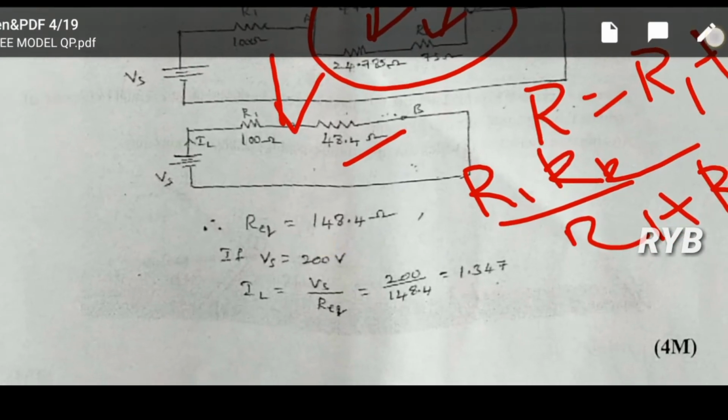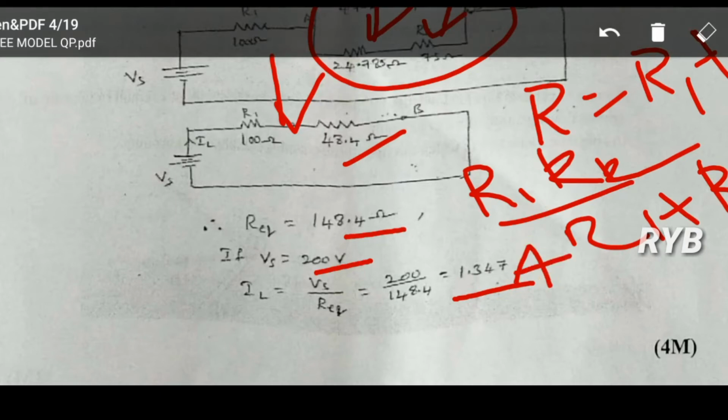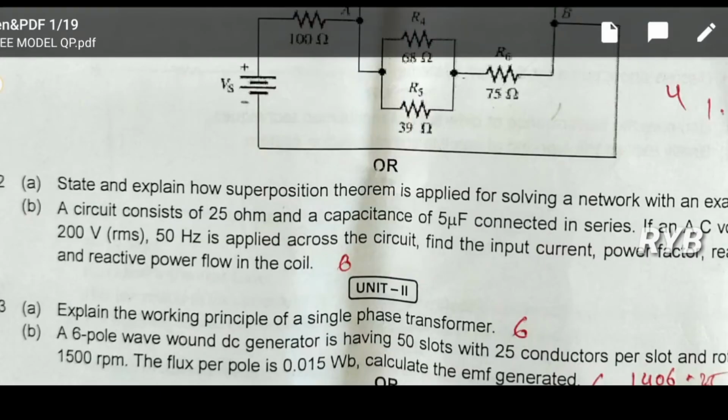Vs is already given, Vs is 200 volts. The current I equals V by R equivalent, which is 1.347 amperes. Whatever problem they give, draw the circuit diagram, and after that do some simplification, identifying series and parallel resistances, and then we can solve it.